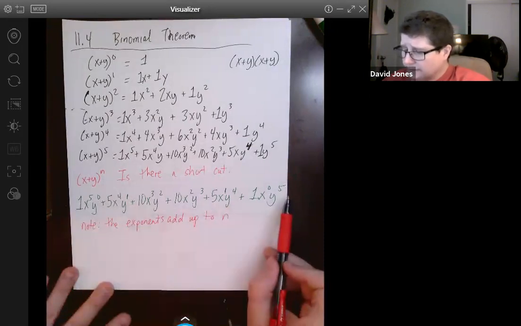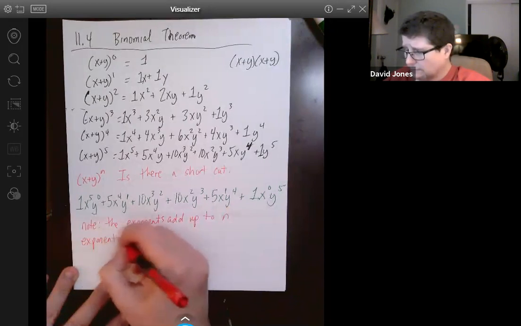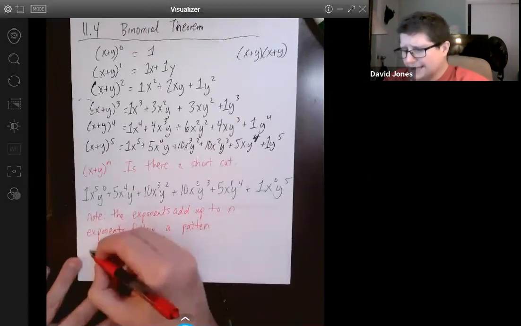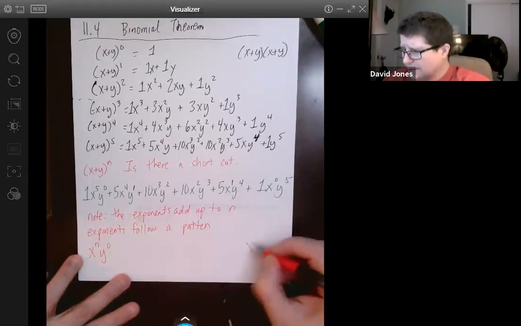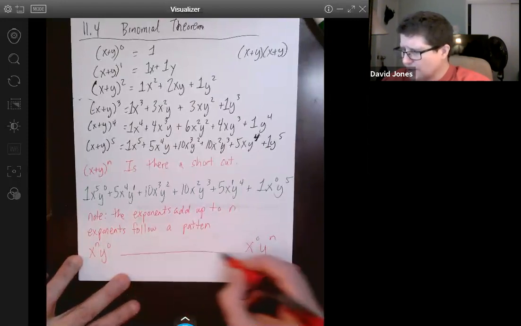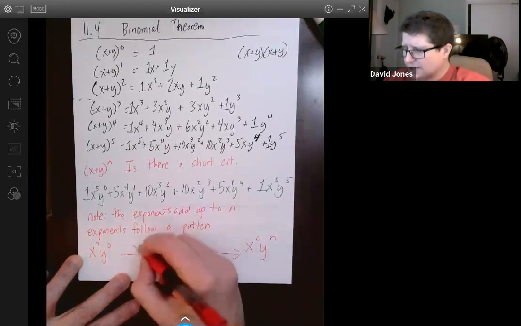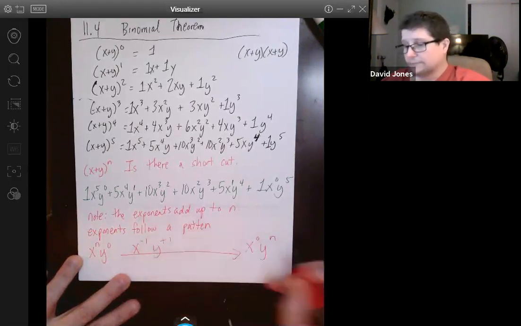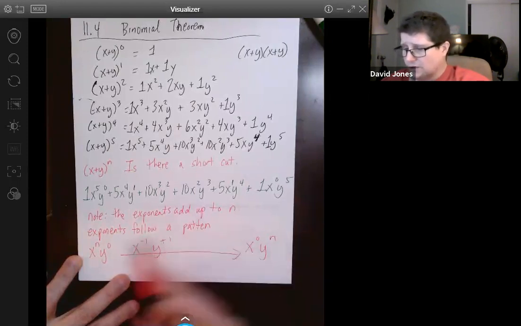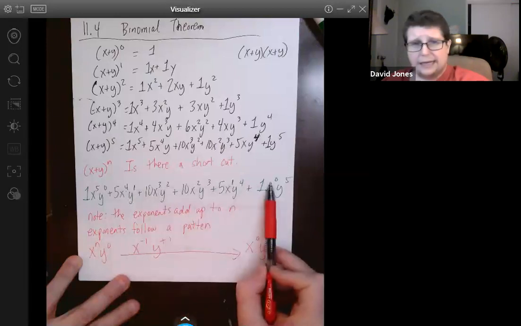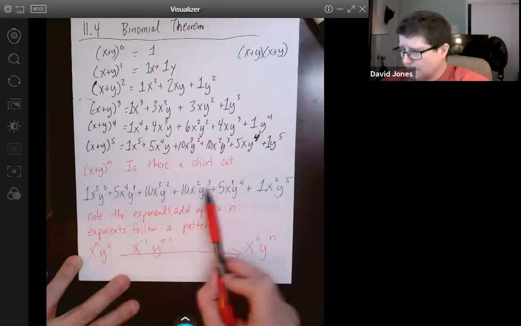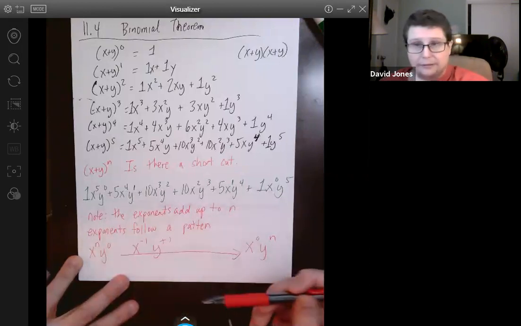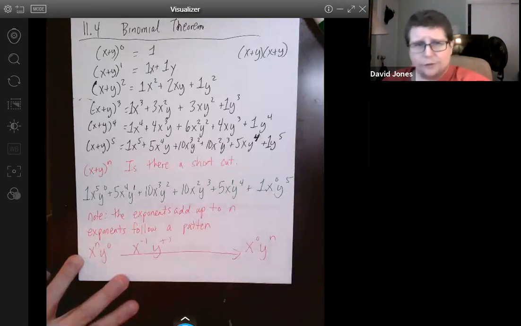The exponents follow a pattern. We start off with x to the n, y to the 0, and we end up with x to the 0, y to the n. And as we go this way, each step we do, x goes down by 1, and y goes up by 1. So 5, 4, 3, 2, 1, 0 on the x's, and the y's go 0, 1, 2, 3, 4, 5. That part's easy to remember. You're just counting up, 0, 1, 2, 3, 4, 5, or counting down 5, 4, 3, 2, 1, 0.